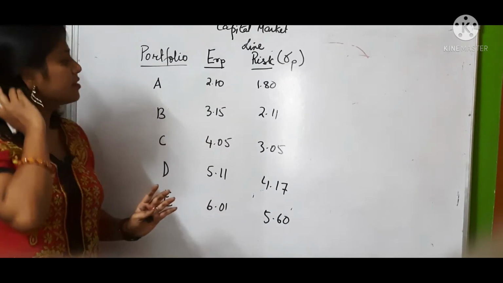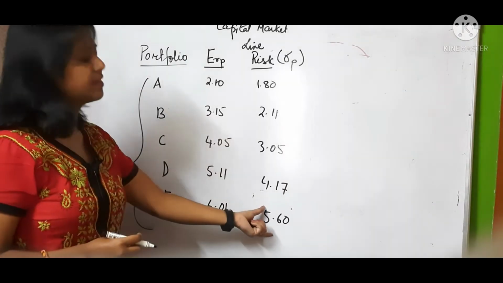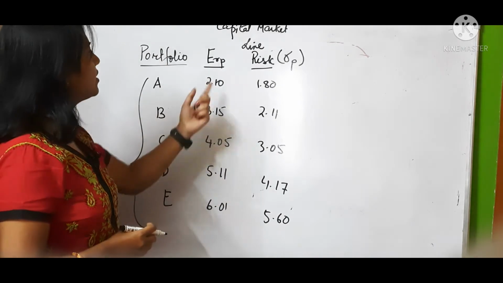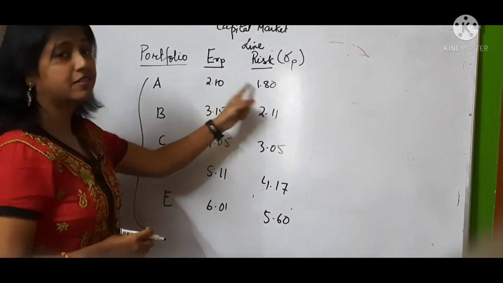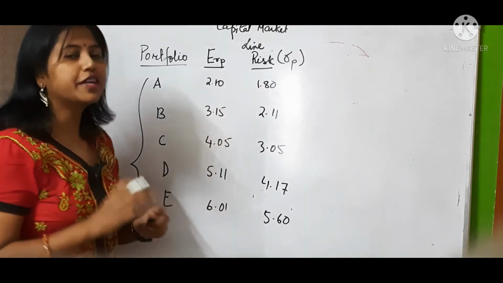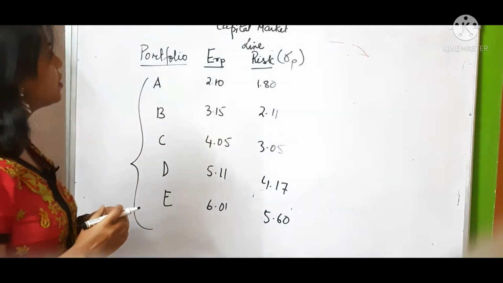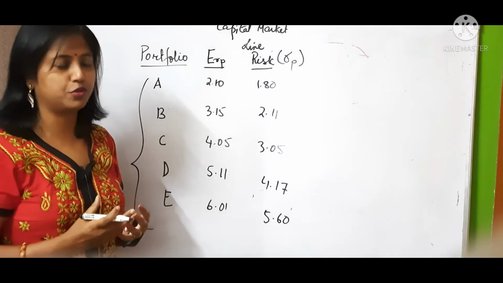Now, as an investor, suppose you have this list of portfolios, and I ask you which one is the most efficient portfolio. If you tell me it is E, then I may argue with you that E is giving you more return, but the risk is also high. Or someone will say A is the best portfolio, but I will again argue that it has less risk, but the return is also low. So in that case, what do we have to do? We have to discover an efficient portfolio.